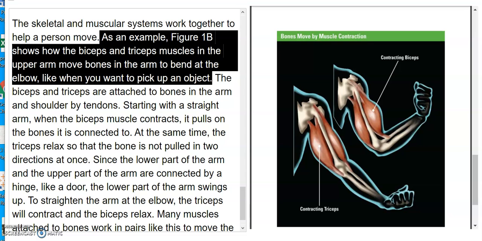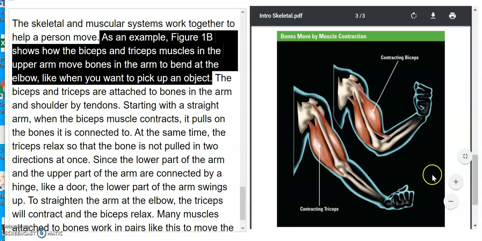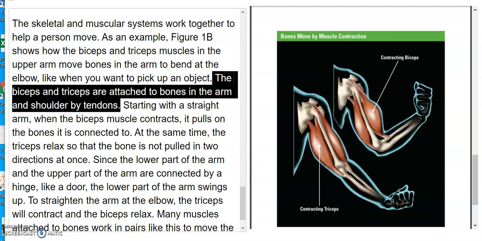As an example, figure 1b shows how the biceps and triceps muscles in the upper arm move bones in the arm to bend at the elbow, like when you pick up an object. So look, when the biceps contract, the hand comes up, the muscle gets shorter, and that pulls the bone up. When the muscle gets longer, the arm falls down or moves down. The biceps and triceps are attached to bones in the arm and shoulders by tendons.